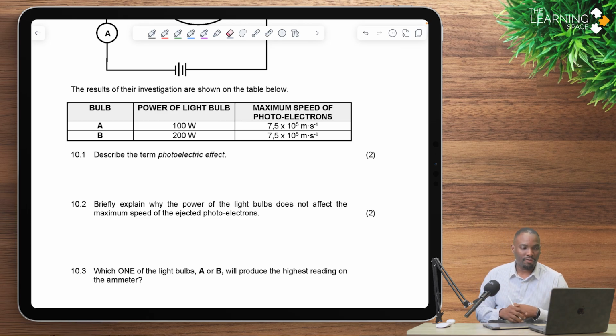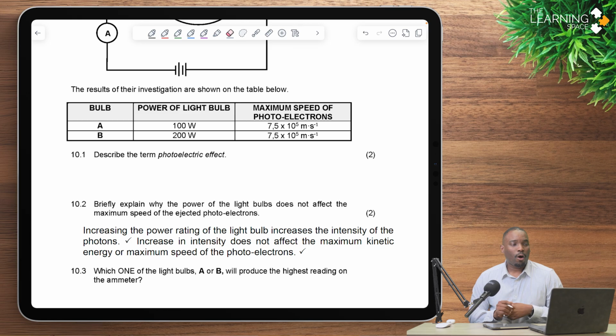Here's a shortened version of that. Increase in the power rating of the light bulb increases the intensity of the photons. That's your first mark. Increase in intensity does not affect the maximum kinetic energy or maximum speed of those photoelectrons. Second mark. Super easy, super chilled. Let's jump to the next question.